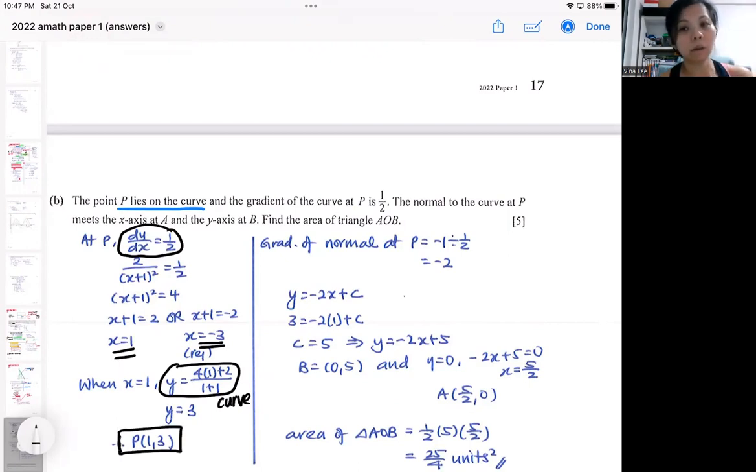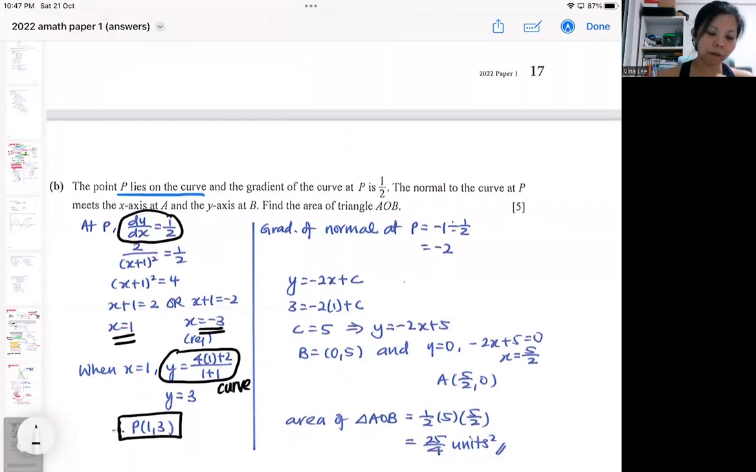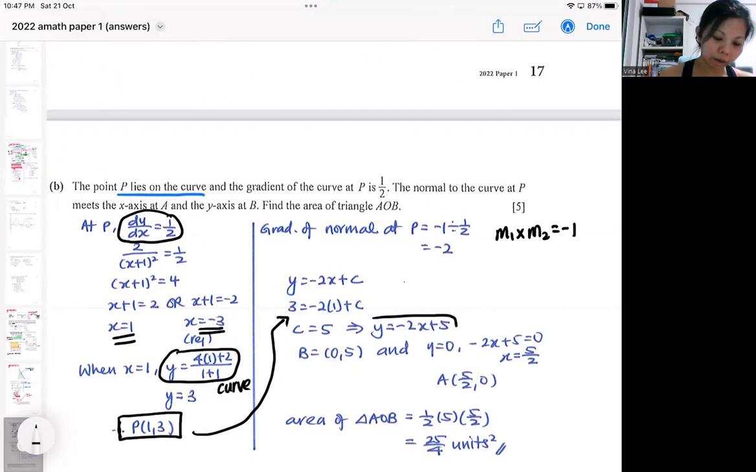Because if you don't have the coordinate of P, it's not possible to find the equation of the normal. Since I have the gradient as half, the gradient of the normal will be the reciprocal. So I'll make use of this to find the gradient of the normal, and with it, I will use the coordinate of P to find the equation. So this is the equation of the normal. With the equation of the normal, find the x-intercept and y-intercept to find A and B.